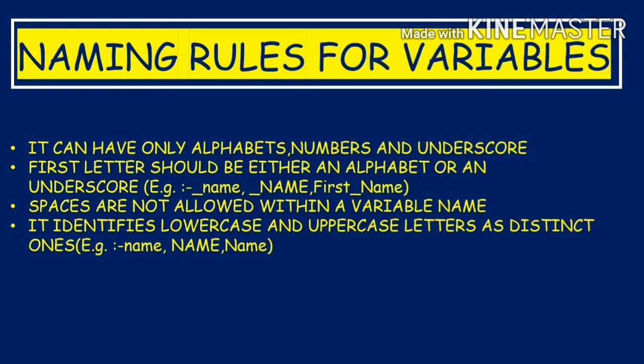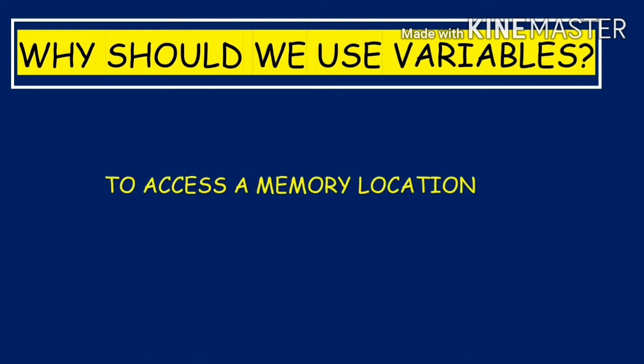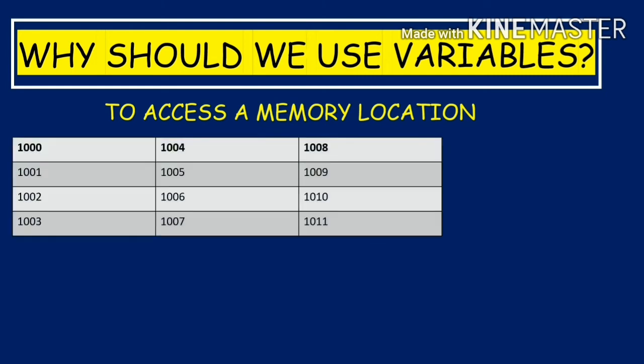So why should we use variables? In order to access a memory location. So let's consider this table as memory locations. Like it has many memory locations like 1000, 1001, 1002, 1003, and it's collectively called a memory, right? So if you want to access any memory location, we have to give it a name, right?